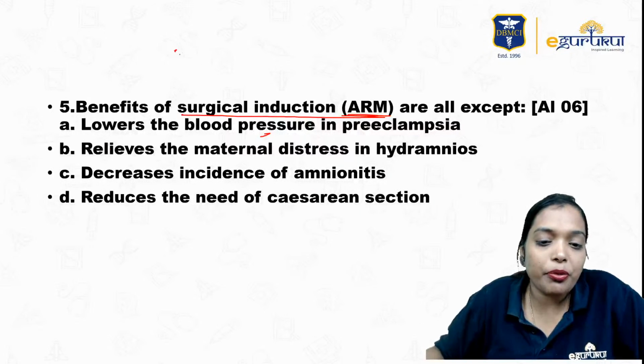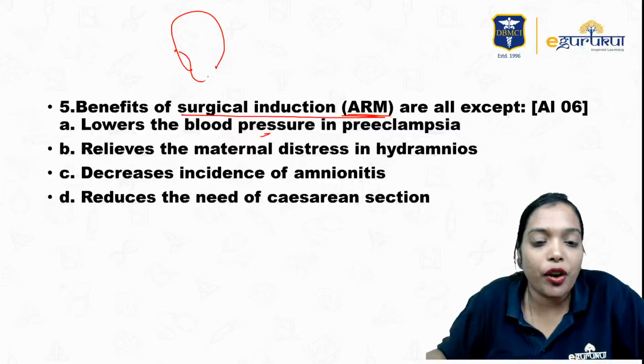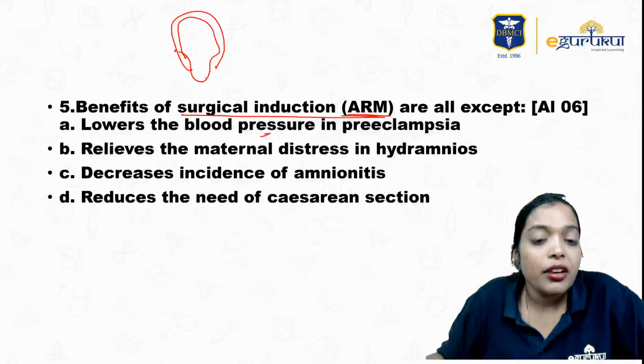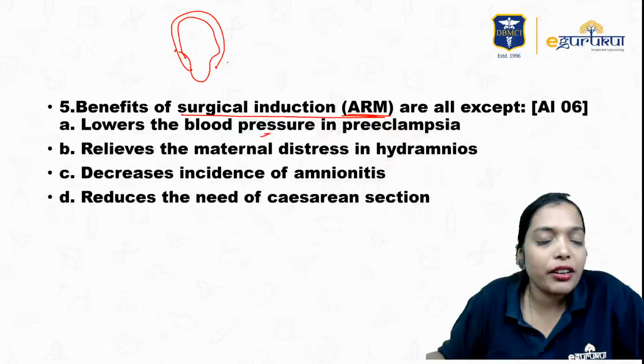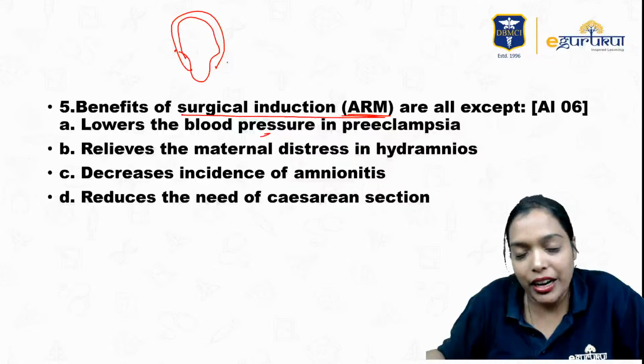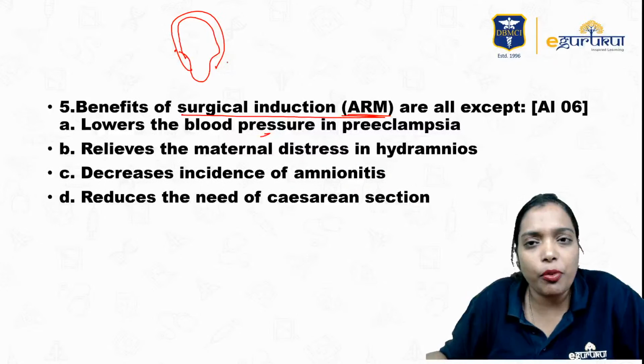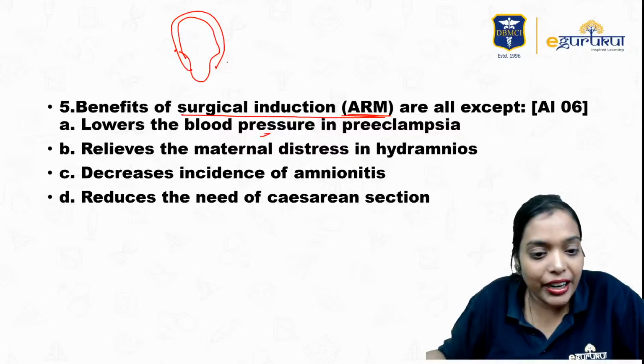So artificial rupture of membranes you do whenever there is a bag of water and you want to augment the labor. So usually it is better to do in the active phase, or when the cervix is more than 4 centimeters dilated. Early ARMs are more prone for infection, right?